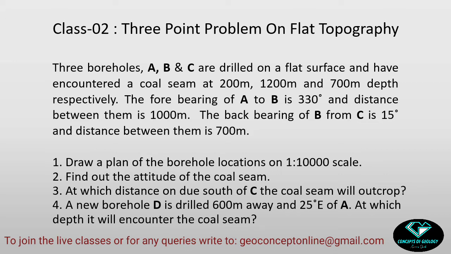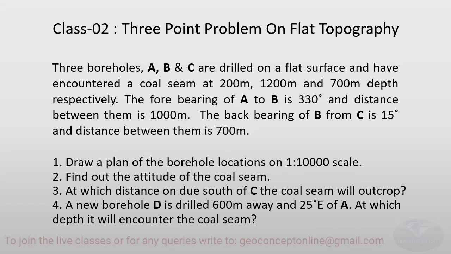The problem was: three boreholes A, B, C were drilled on a flat surface and they encountered a coal seam at 200 meter, 1200 meter and 700 meter depth respectively. The forebearing of A to B was 330 degree and the distance between them was 1000 meter, and the back bearing of B from C was 15 degree and the distance between them was 700 meter. I need to draw a plan of this borehole location in 1:10,000 scale. That means 1 centimeter in my drawing will be 100 meter on the actual ground. Then I have to find the attitude of the coal seam. We will answer these 2 questions first and then move on to the 3rd and 4th question.